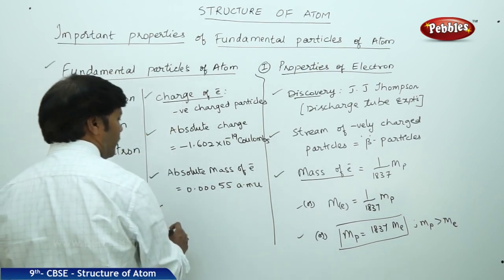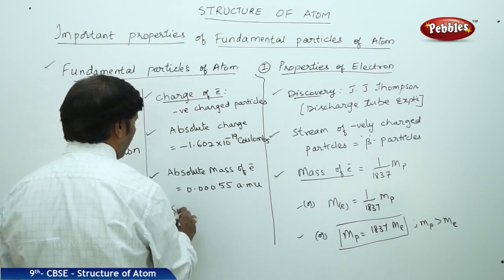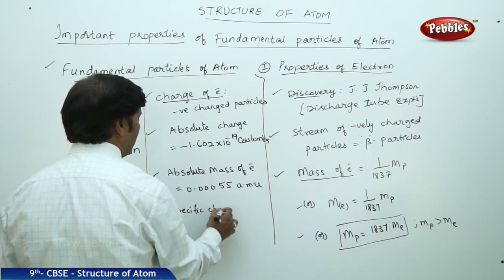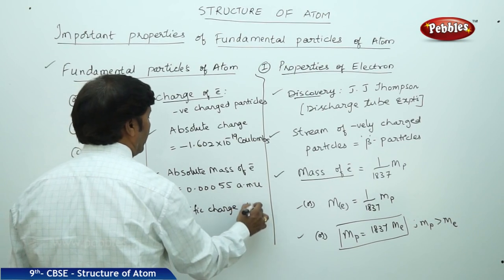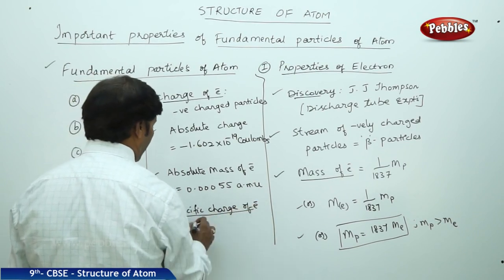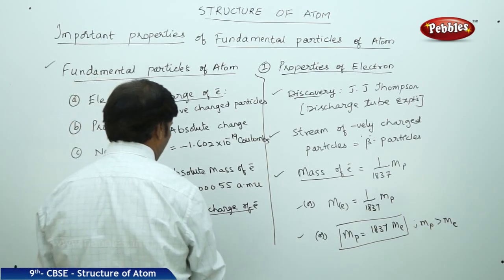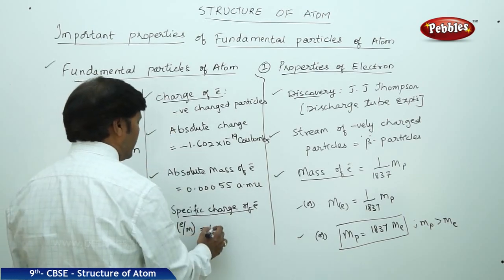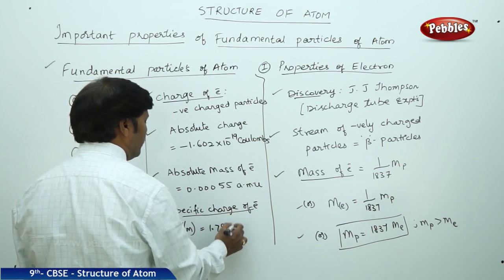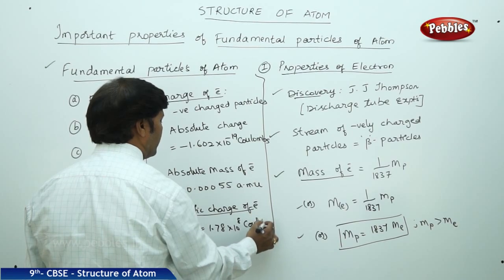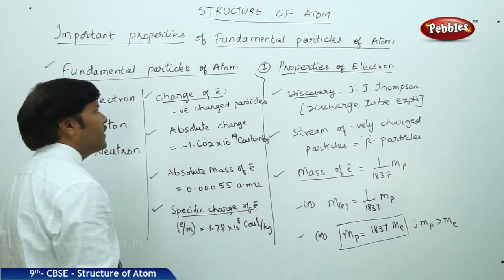Then you can add a few more points. Specific charge of electron is nothing but E by M of electron. E is the charge of electron, M is the mass of electron, which is equal to 1.76 into 10 to the power of 8 coulombs per kg. This is the specific charge of electron.